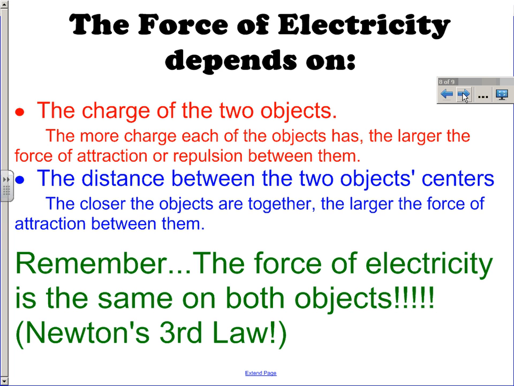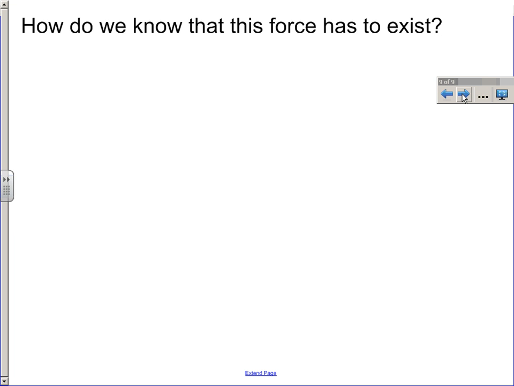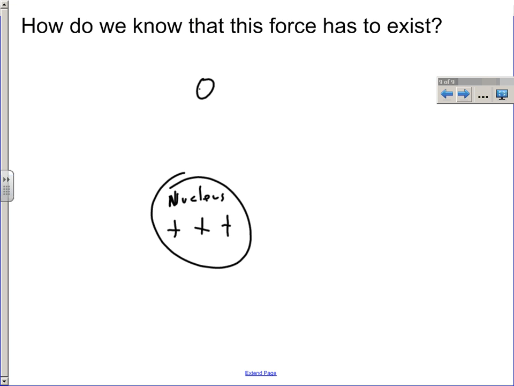So finally, how do scientists know that the force has to exist? Well, it's the exact same way that Newton knew that gravity had to be pulling the moon inward, right? Check it out. An atom looks like this. It's got a nucleus, and the nucleus is made up of neutrons, which don't have a charge, and protons. So the charge of the nucleus of an atom is positive.